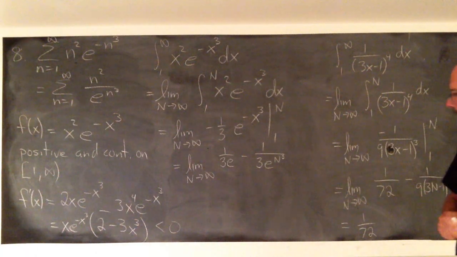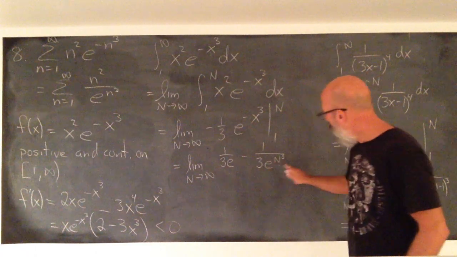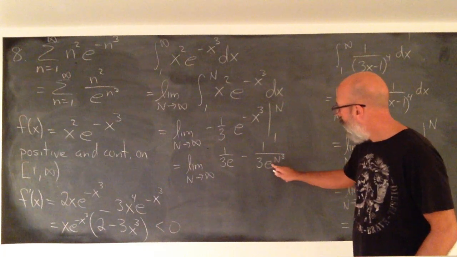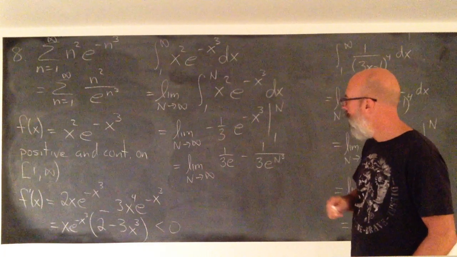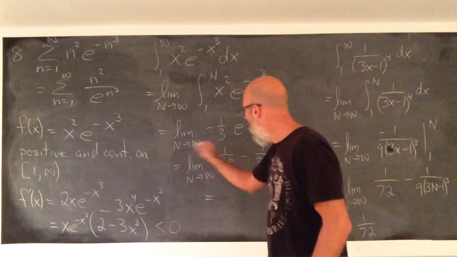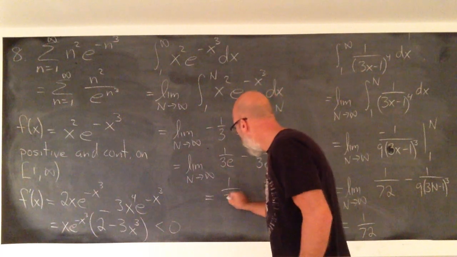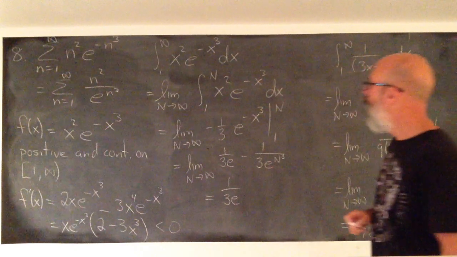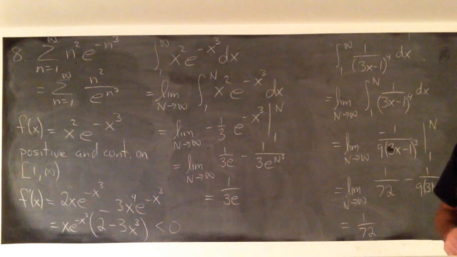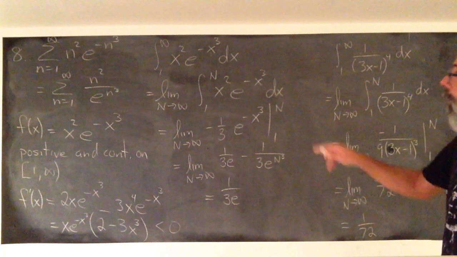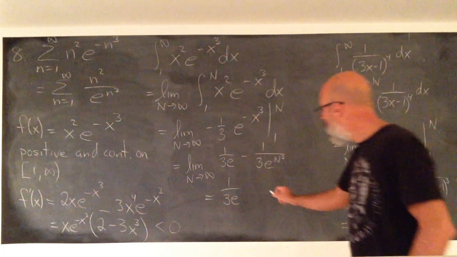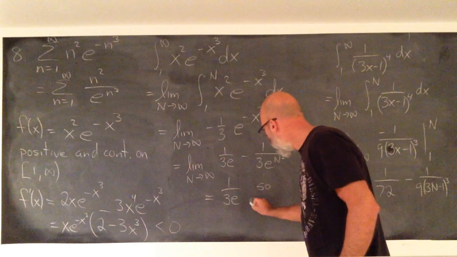And as n goes to infinity, n cubed goes to infinity, e to the infinity is infinity, 1 over infinity is 0. In other words, this limit is 1 over 3e. The important thing is that it's finite. The integral converges, so the series converges.